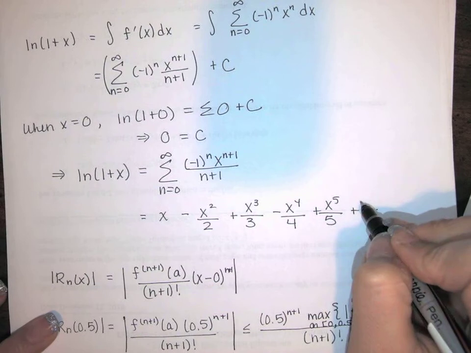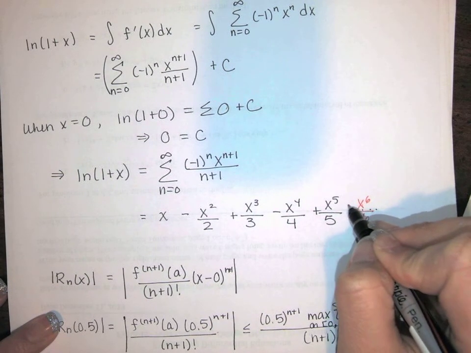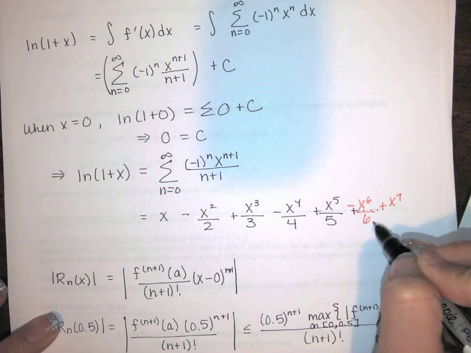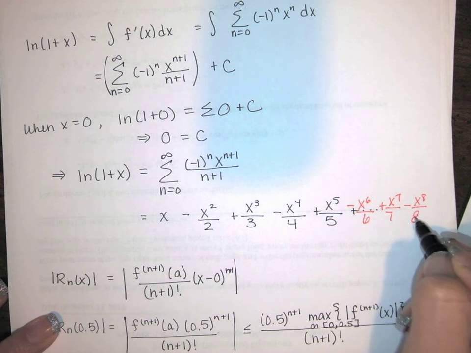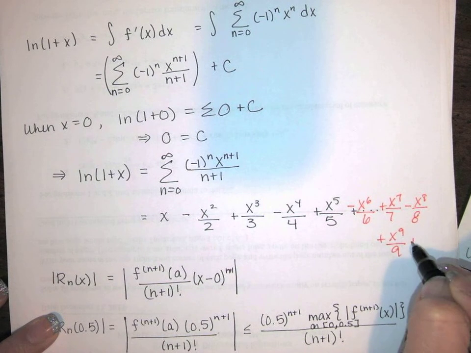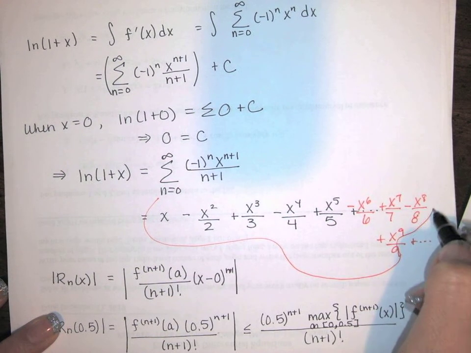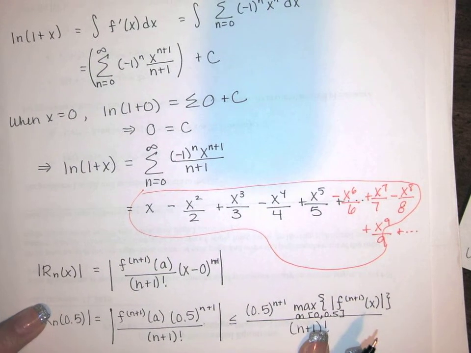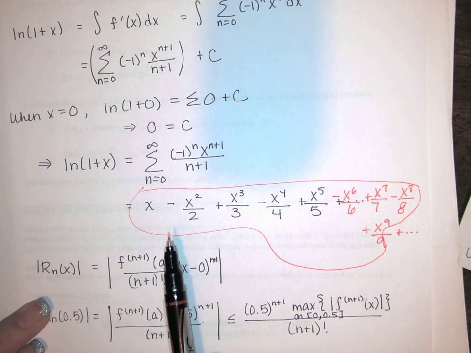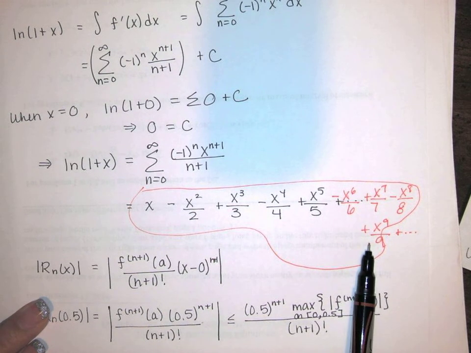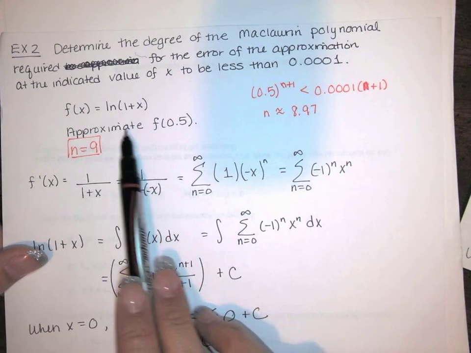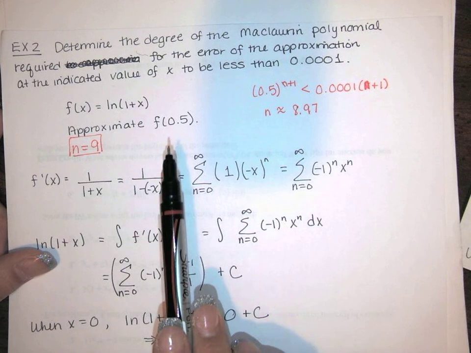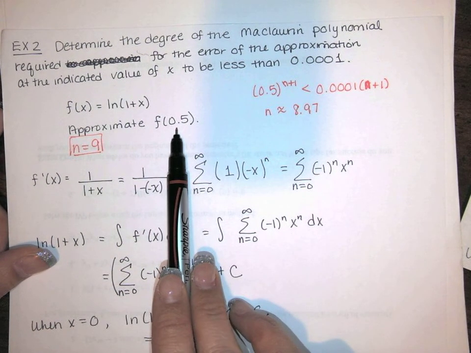This pattern continues of x to the 6th over 6, plus x to the 7th over 7, minus x to the 8th over 8, plus x to the 9th over 9, plus higher degree terms. We need a lot of terms this time. It turns out that in order to have an error less than 0.0001, we need 9 terms to approximate this function to an error of less than 0.0001 at x equals 0.5.